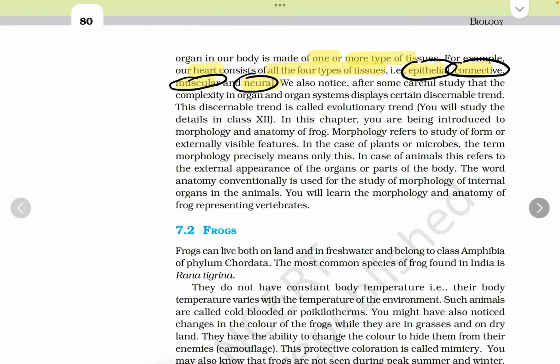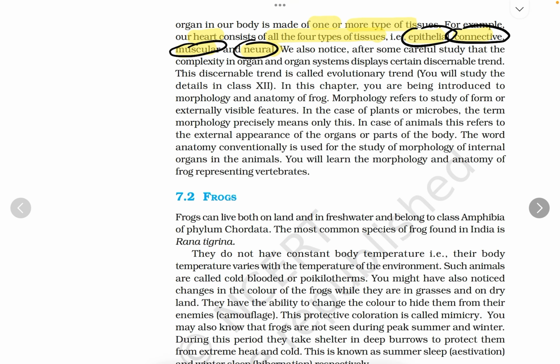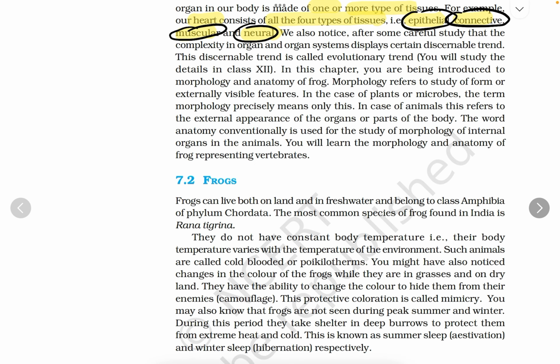Epithelial tissue is the outermost layer, connective tissue joins multiple tissues, muscular refers to muscles, and neural refers to nerves and neurons. After some careful study we notice that the complexity of the organ or organ system displays a certain discernible trend. This discernible trend is called the evolutionary trend, and most of them show it.